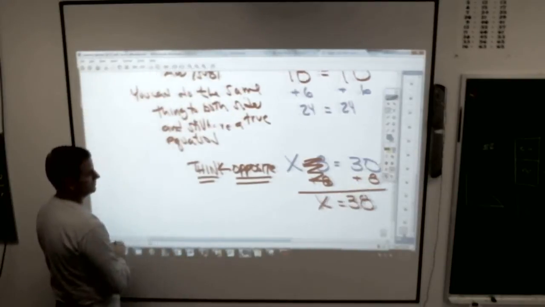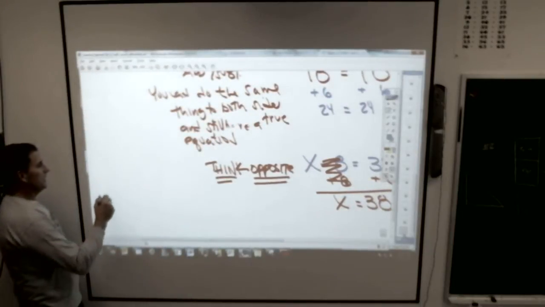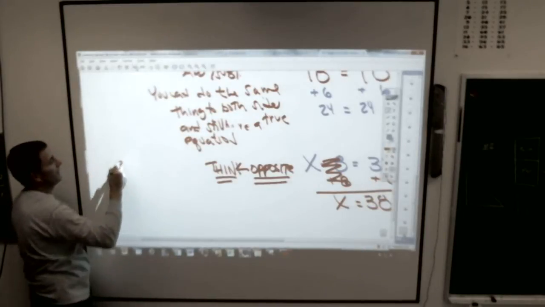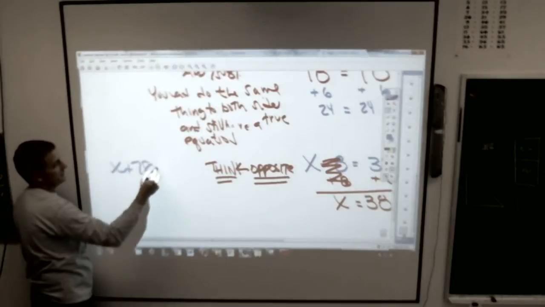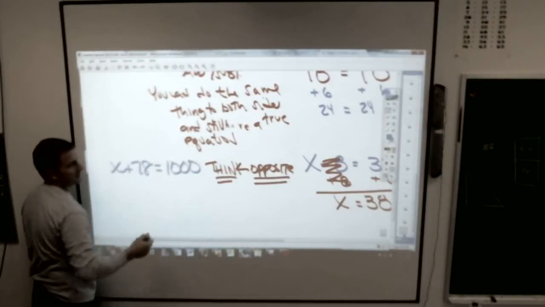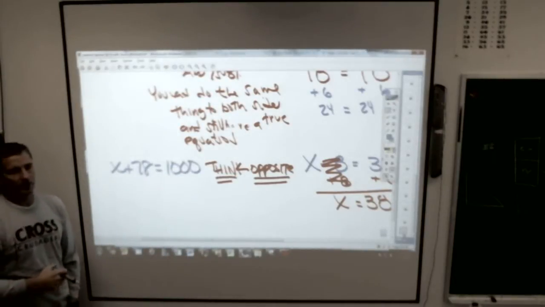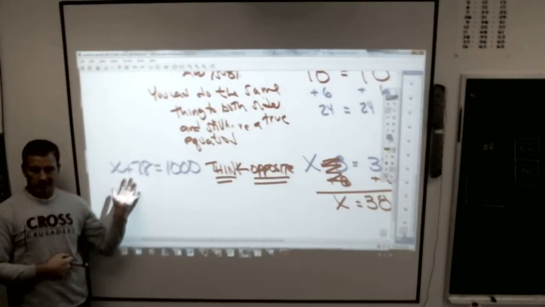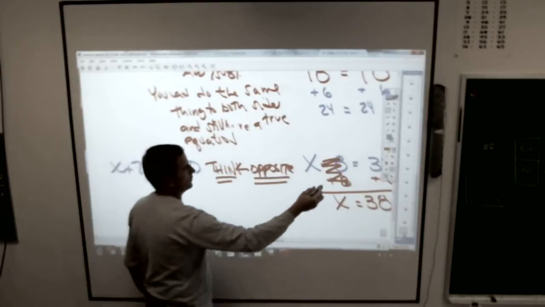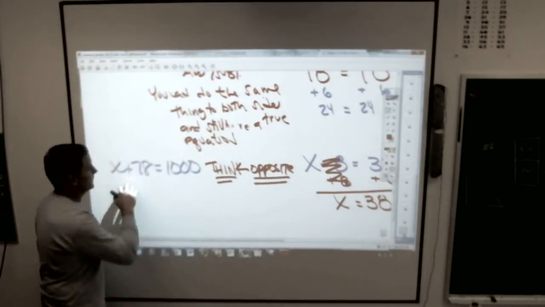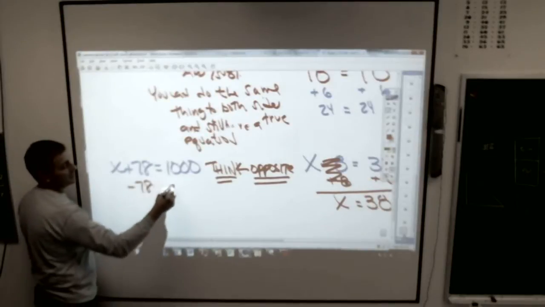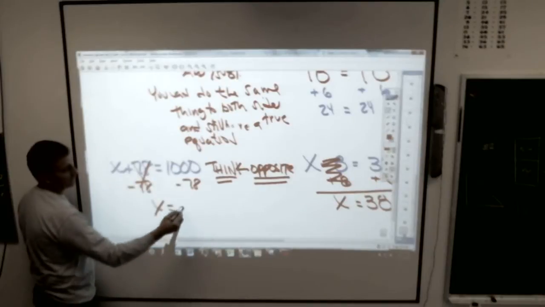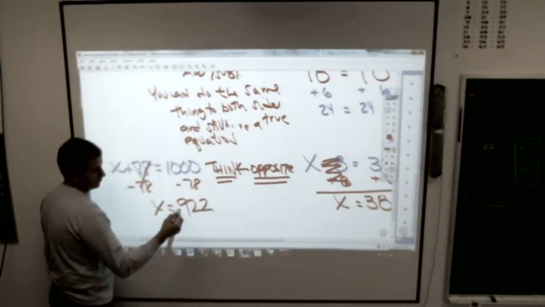Or maybe it is 78, I'm sorry, let me do that. x plus 78 is 1,000. No longer do you have to try in your head to think about this, that, or the other thing, because it's kind of rote. The opposite of addition is subtraction, so you are going to subtract. You want to get the letter x by itself, so you subtract 78 and you subtract 78. This goes away. You're left with 922.